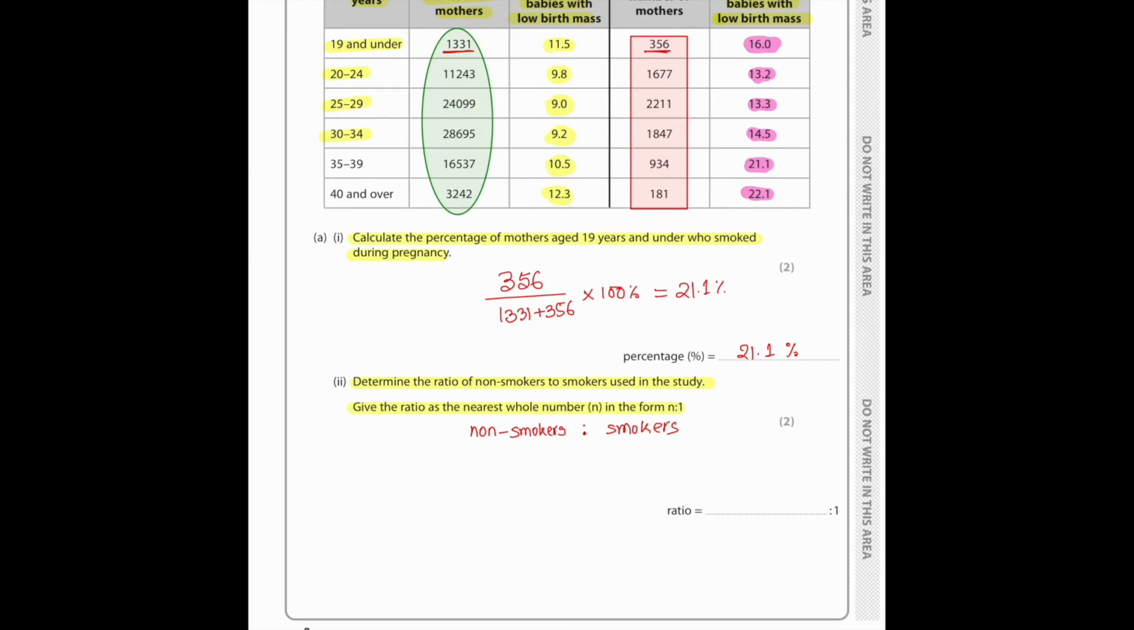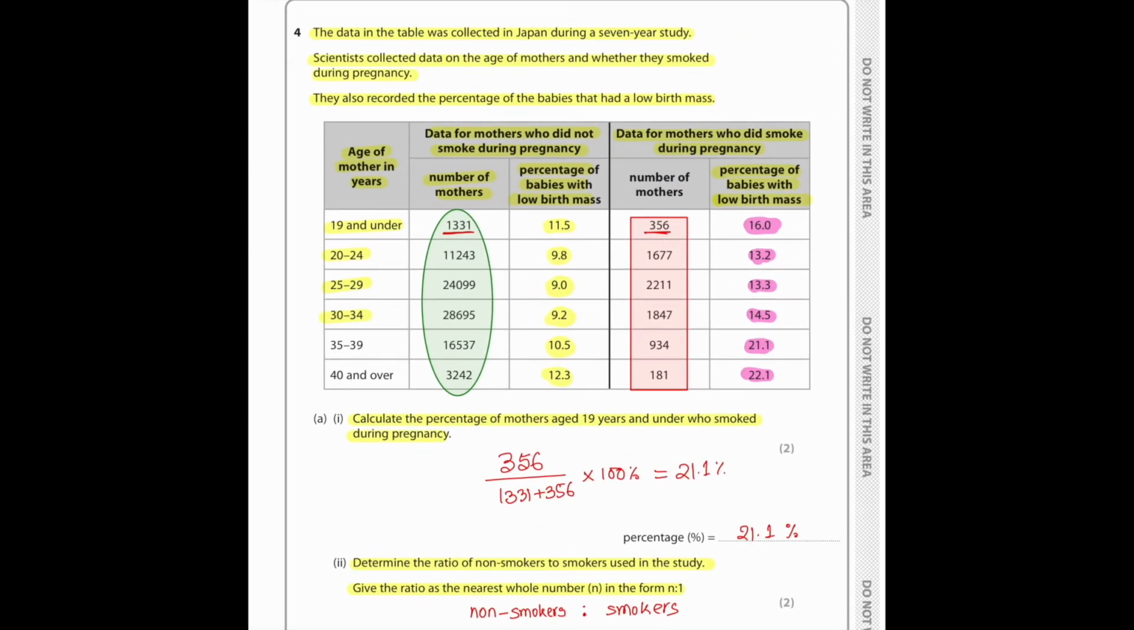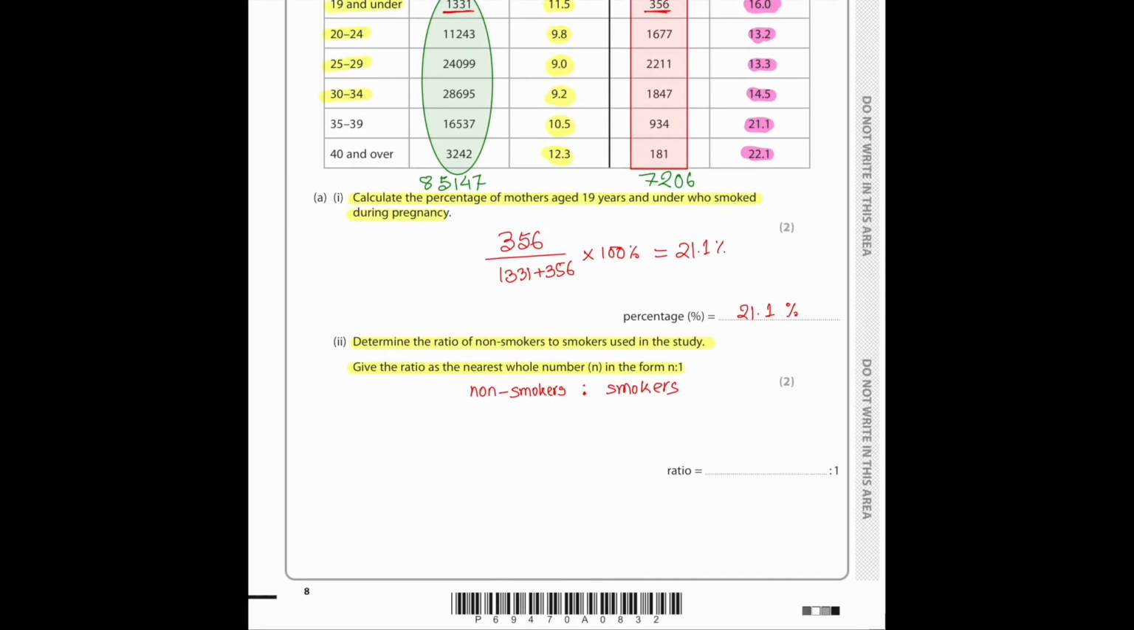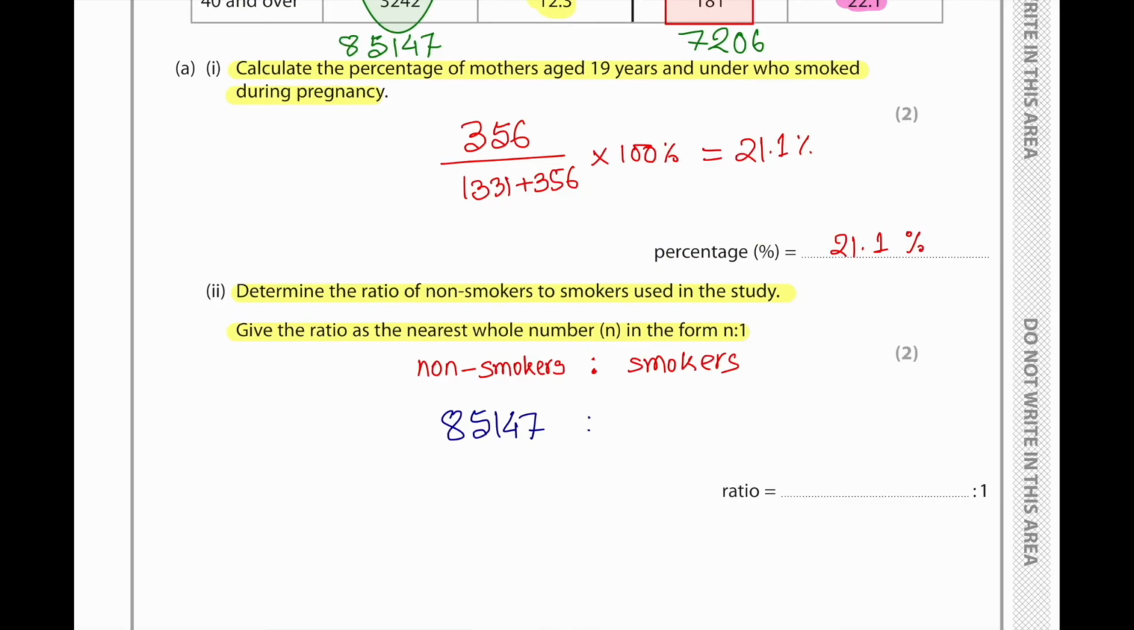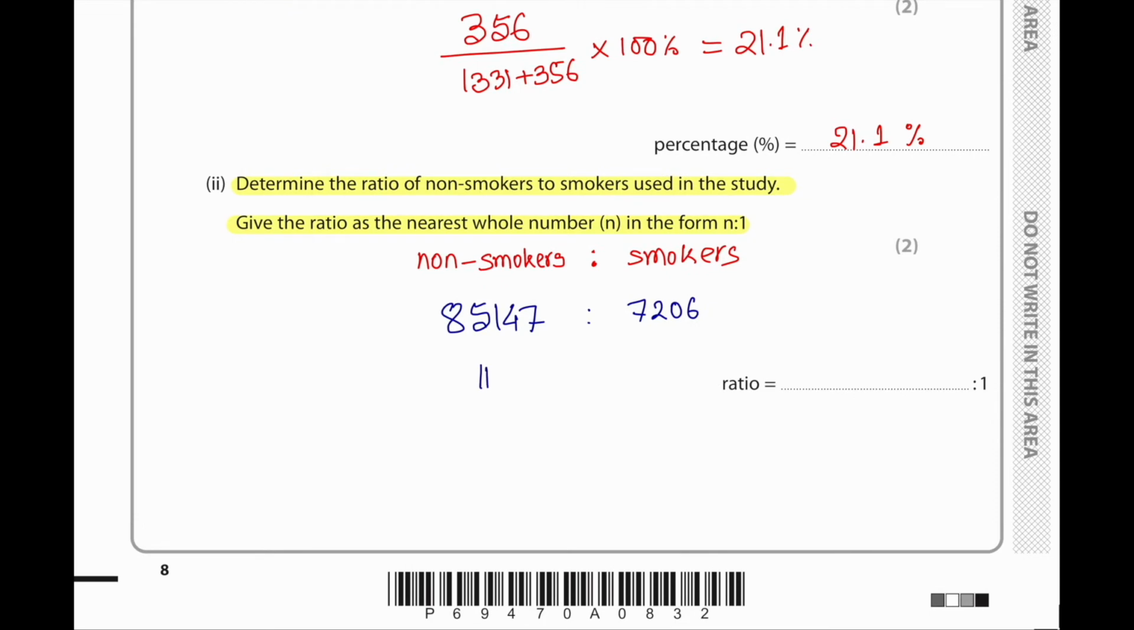Counting all the non-smoker mothers, it becomes 85,147, and the total number of mothers who smoked is 7,206. If we put them in ratio with 7,206, our answer comes to 11.82 is to 1. Since the question says that n must be a whole number, we'll write 12 is to 1. So the ratio of non-smoker to smoker is 12 is to 1.